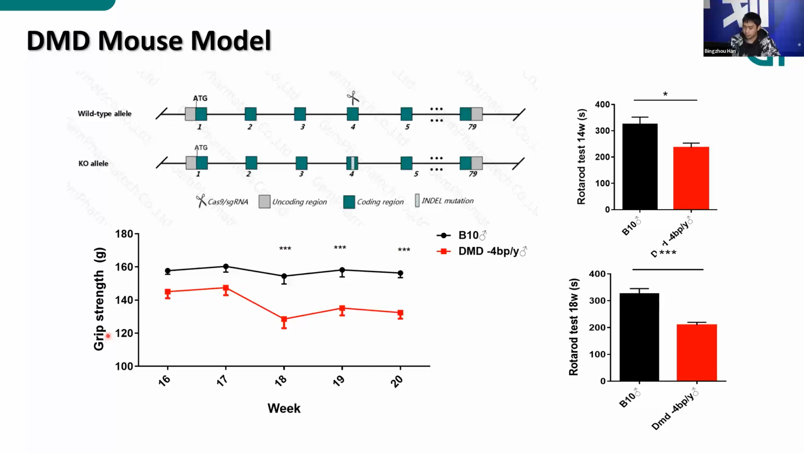We first tested the grip strength of these DMD mutant mice. We can see that from 16 weeks to 20 weeks, the grip strength is significantly lower in the mutant mice compared with the control. And we also did the rotarod test to test the strength of the muscle. In the mutants, at both 14 and 18 weeks, the rotarod performance time is poor compared with the control group.